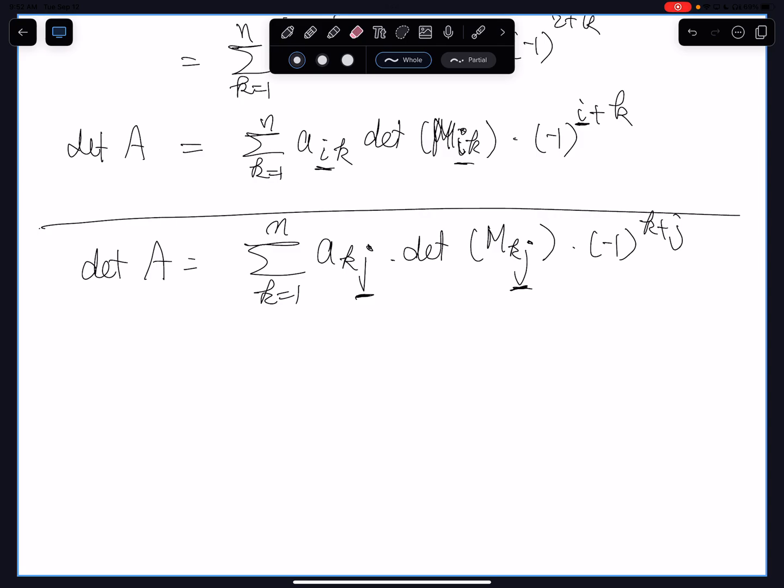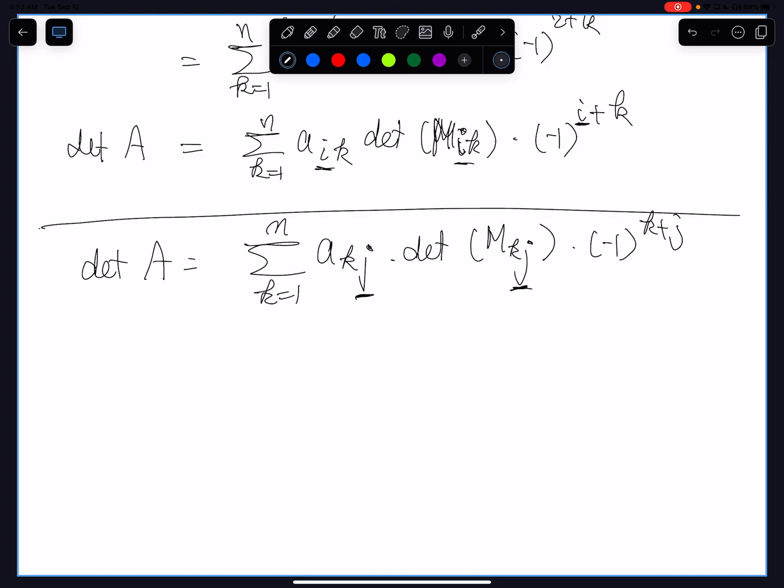I'm really bad at names. Okay, the adjugate matrix. All right, so we're going to find the adjugate matrix that is composed of. All right, so I need to define first something else.